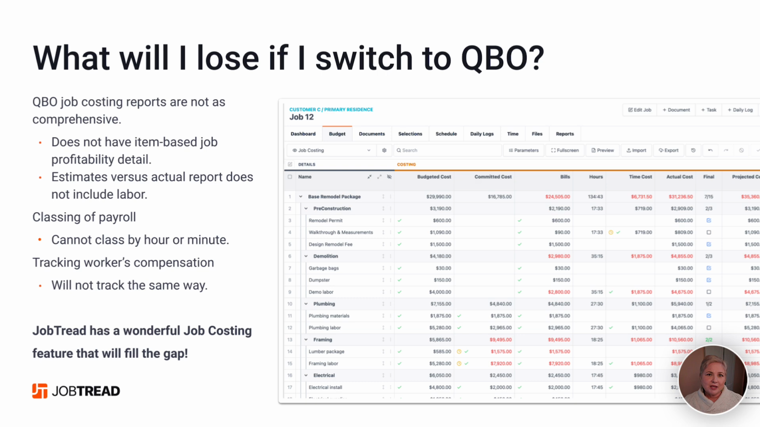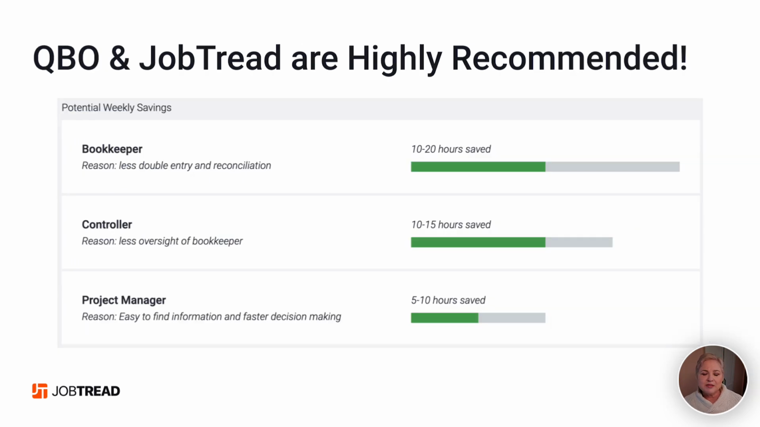Also, QuickBooks Online really doesn't have a way to track workers' comp the way that you have in QuickBooks Desktop. There's kind of a workaround where you could set up multiple payroll items, but it's a little bit tricky and problematic. So that could be an issue if you're switching from QuickBooks Desktop to QuickBooks Online. I really can't think of anything else that is a major problem when you have JobTread and you're switching from QuickBooks Desktop to QuickBooks Online.